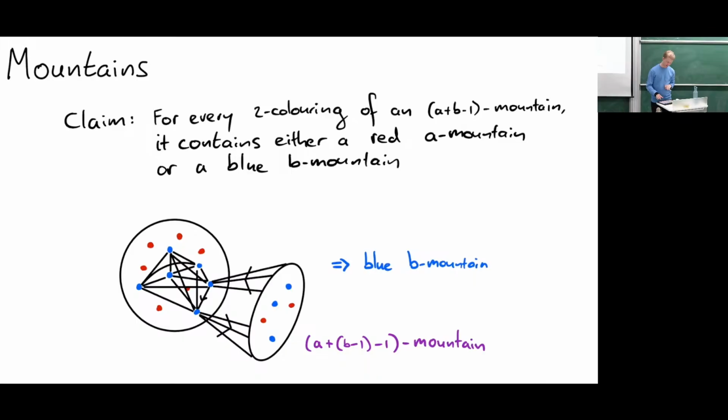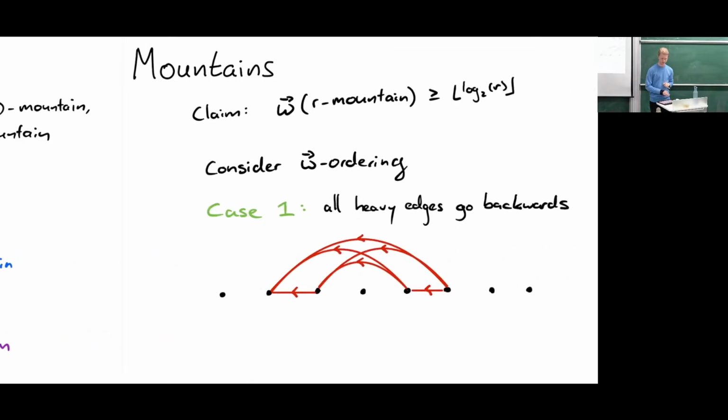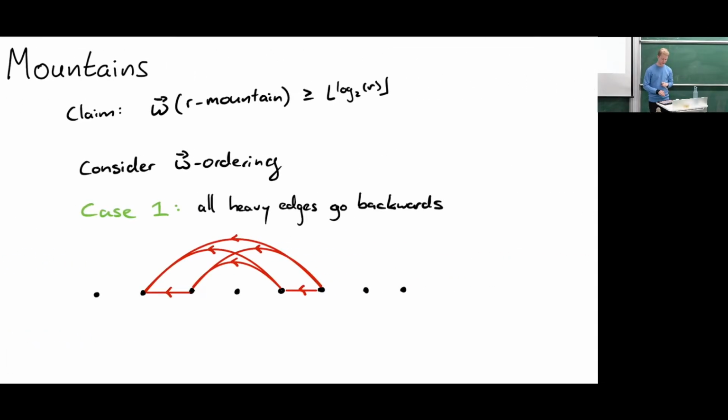So that proves the claim. How are we going to use this? Well, we want to show that R mountains actually have large diclique number, logarithmic. And to do that, we're going to consider a diclique ordering. What that means is an ordering such that the backedge graph has minimum clique number. So exactly the clique number of this backedge graph is the diclique number of the tournament.